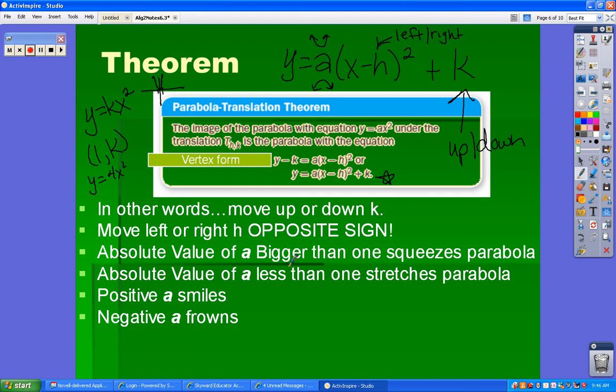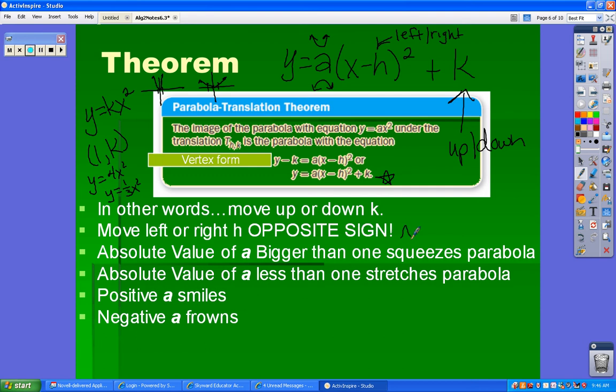So if the absolute value of a is bigger than 1, it's going to be a squeeze. And if it was less than 1, like 1/3 x squared, you went 1/3. So that graph would be wider. All right. You're going to move up or down k. You're going to move left or right h.